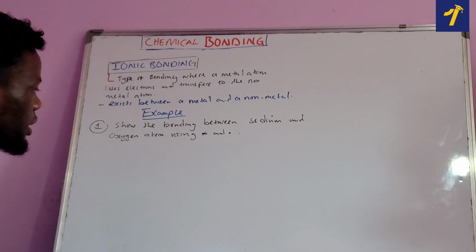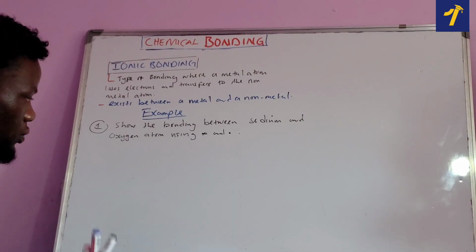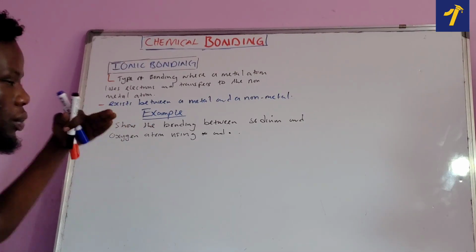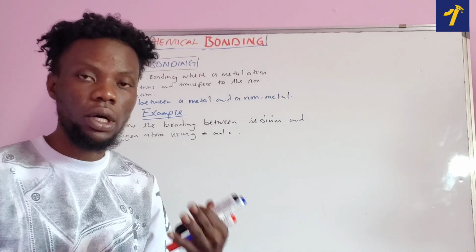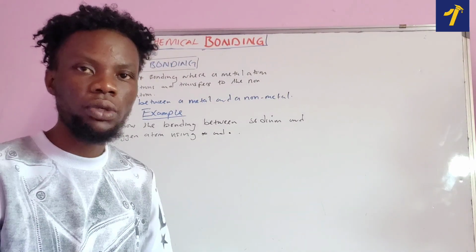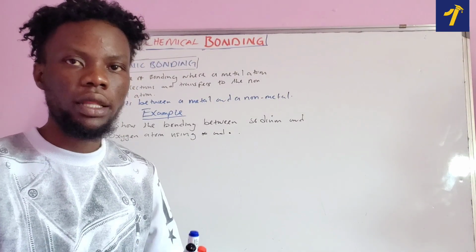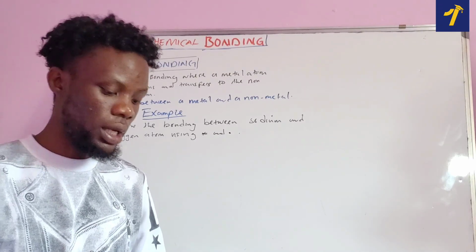These are the things that they are going to ask you. So we need to understand how we can show the ionic bonding of different atoms. I'll start with this simplest question, then as we go to other questions, it will get more difficult.